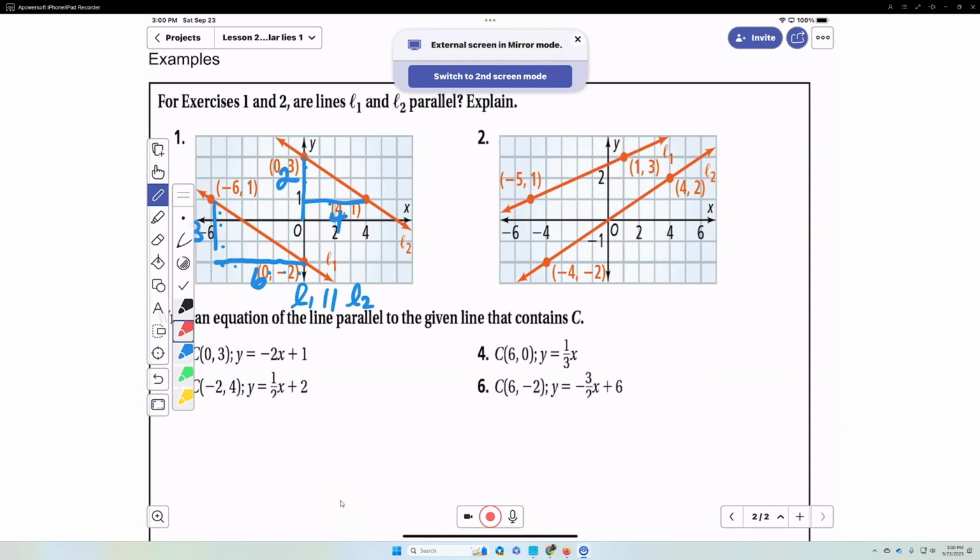And problem number 2, I'm going to do the same thing again, and I'm going to construct the rate of change. So I have 2 over 1, 2, 3, 4, 5, 6. So there are the two rates of change. And just by appearances, you can see that they're both going to intersect, and they do not have the same rate of change. So these are not parallel. So what I would say is, L1 is not parallel to line L2.